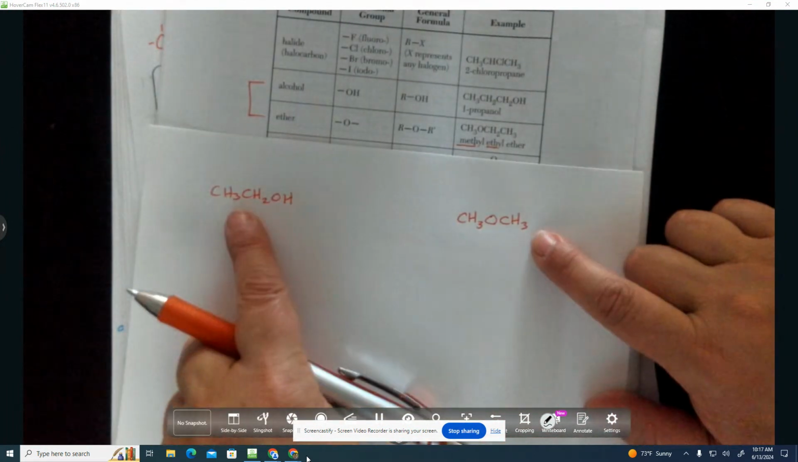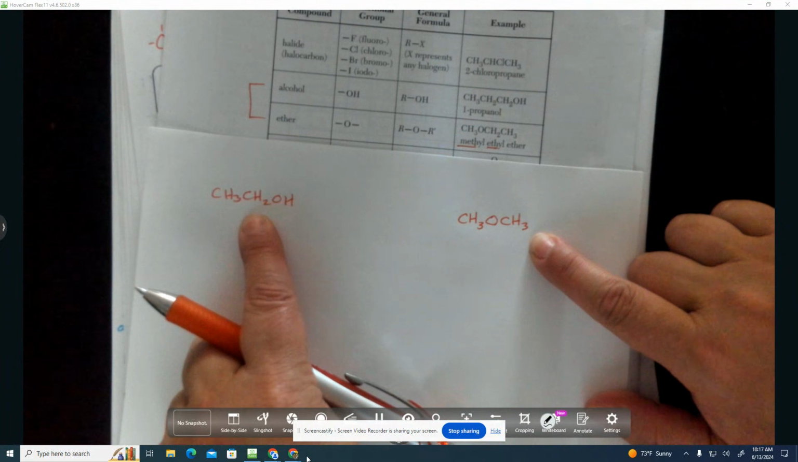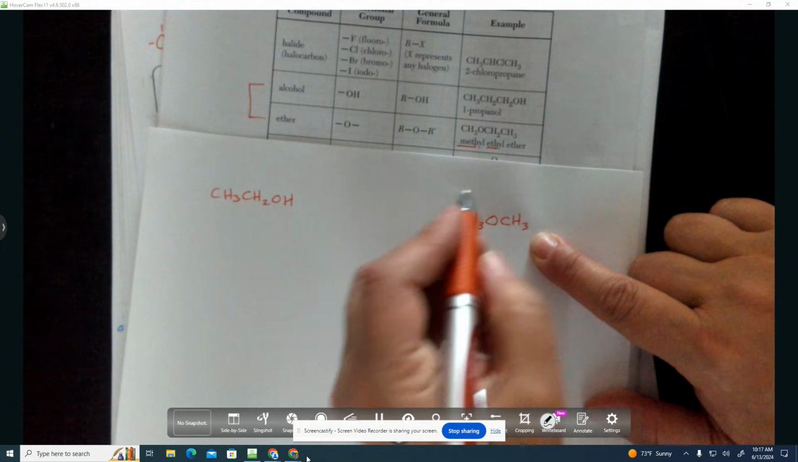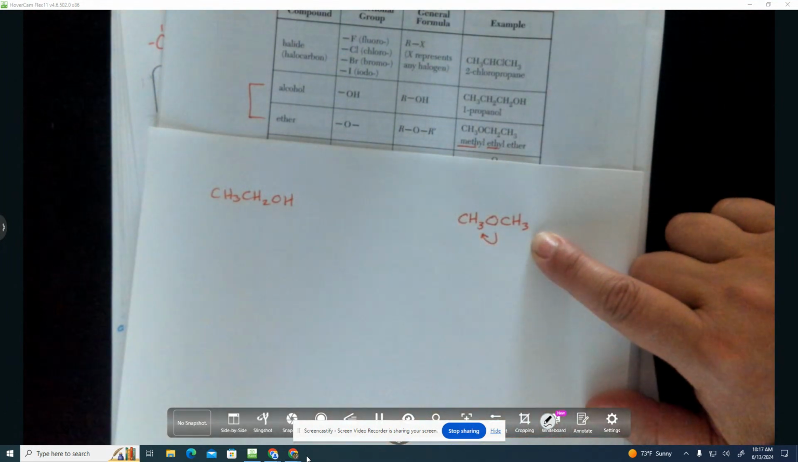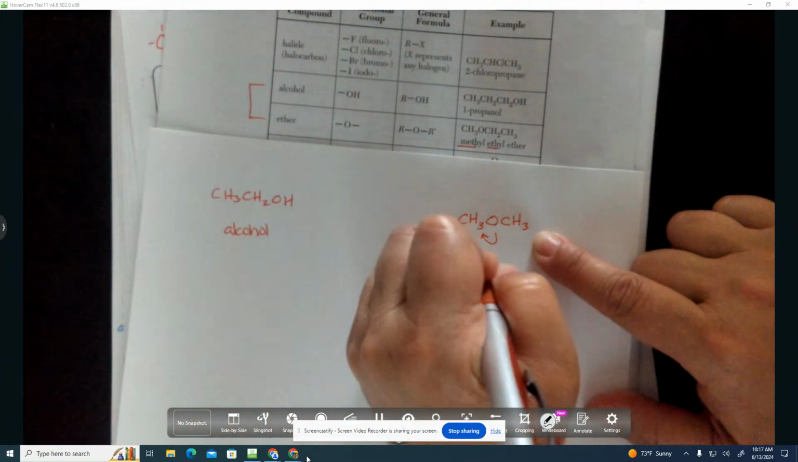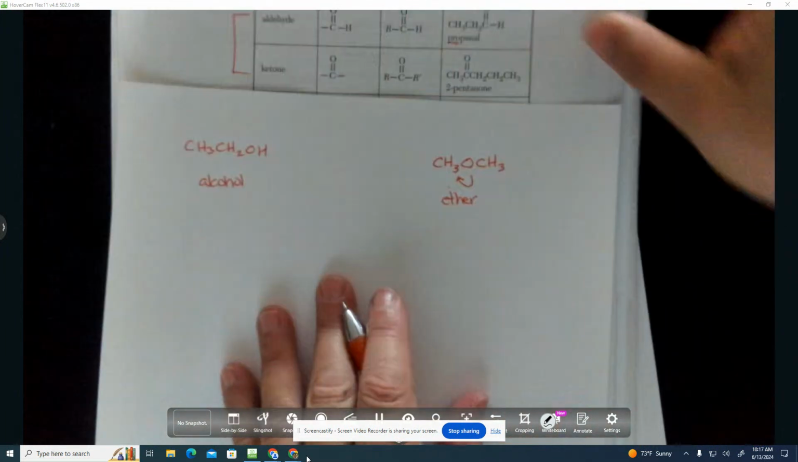All right, look at these two. This one is an alcohol. This one is an ether. When you have an ether, you're going to know it's an ether because to the left of the oxygen, there's going to be hydrogens. I know I've said that before. Okay, so this is an alcohol. This is an ether.